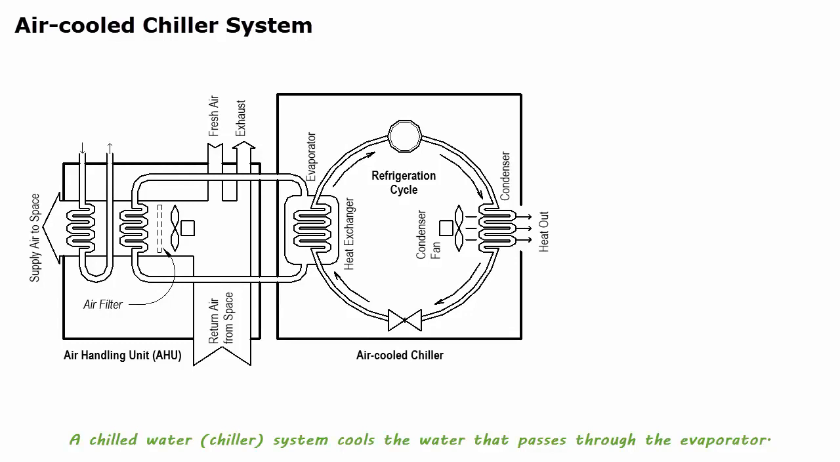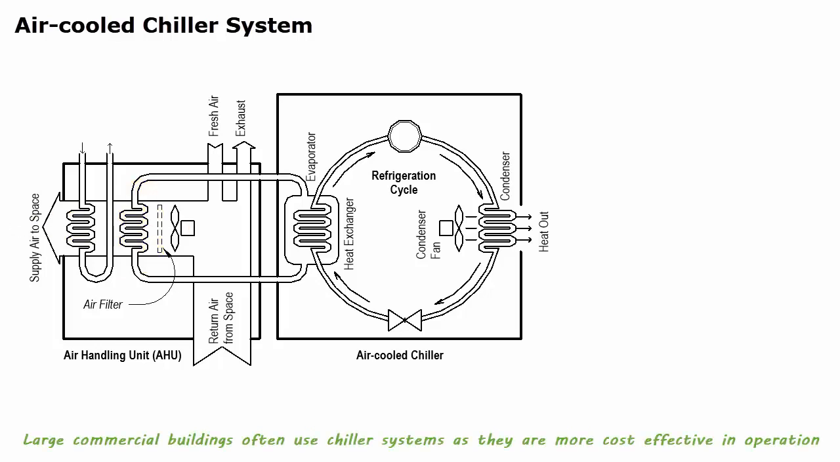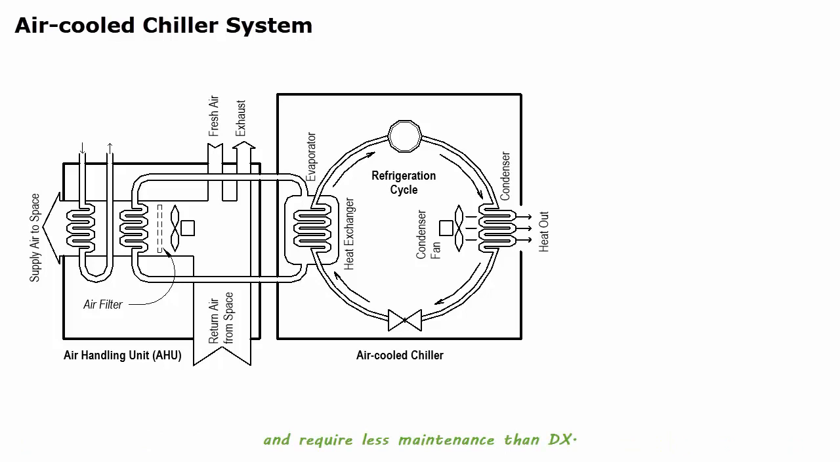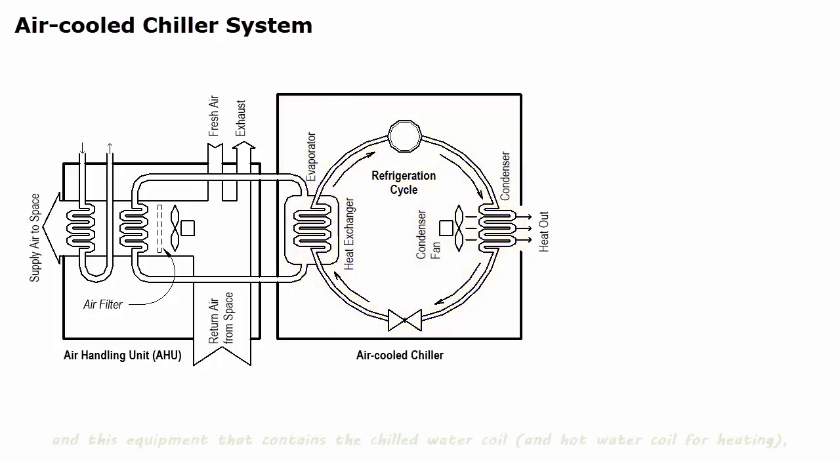A chilled water system cools the water that passes through the evaporator. The keyword here is water. The chilled water then forms a chilled water loop with a coil to allow air to pass through to cool the spaces. Large commercial buildings often use chilled water systems as they are more cost-effective in operation and require less maintenance than DX systems. In this design, we call this equipment that contains the refrigeration cycle a chiller, and this equipment that contains the chilled water coil and hot water coil for heating, a fan and filters, an air handling unit.